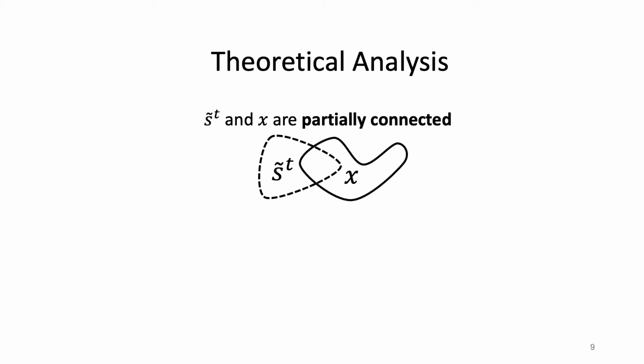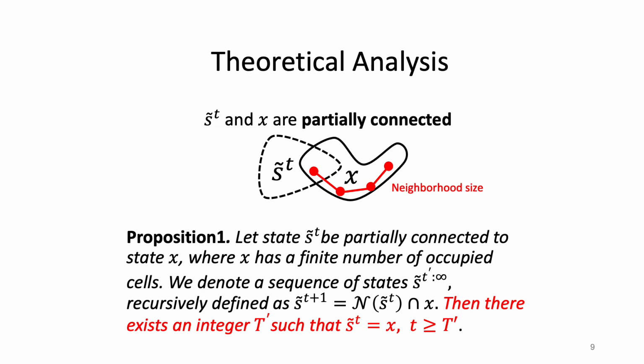For that, we assume that at some time step t, S tilde t and X are partially connected. The assumption states that at some state S tilde t, we can reach X in a finite time with the neighborhood size. The premise usually stands since everyday objects tend to be fully connected. Then, the following proposition shows that the infusion chain converges to the true data X.